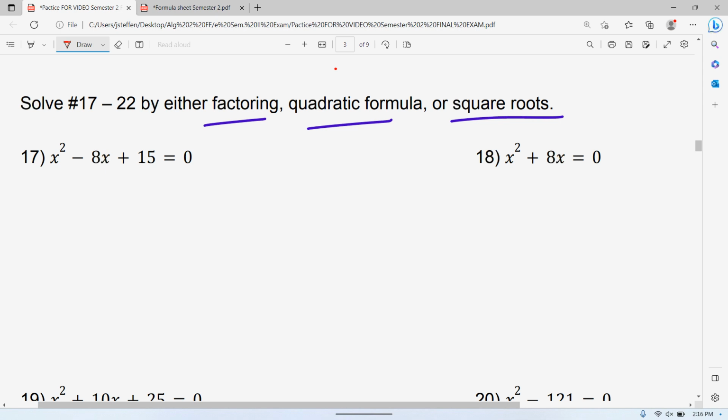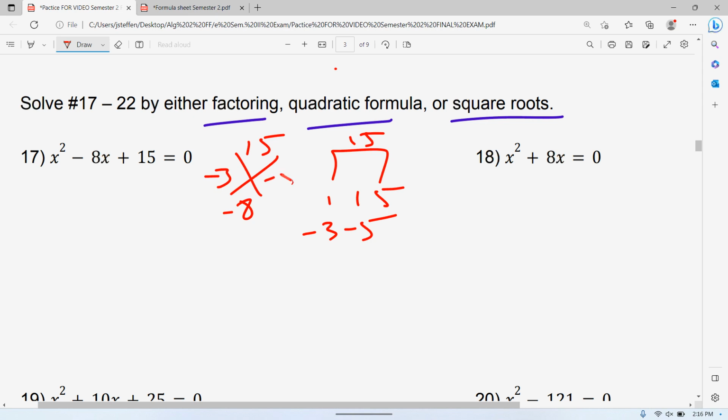This one, we're looking at factors of 15 to be negative. So we have 1 and 15, 3 and 5. Now remember, 3 has to be positive. We want negative, so those both have to be switching signs. So negative 3 times negative 5. And again, double check. They do multiply to be positive 15. They do add to be negative 15. So x minus 3.